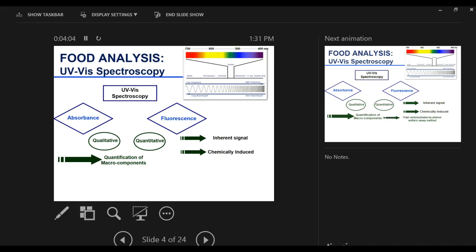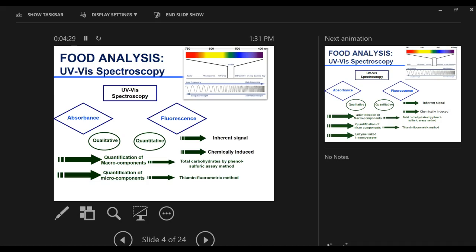It's used to quantitate macrocomponents. We will have a lab on total carbohydrate by the phenol sulfuric acid method. Here the carbohydrates do not absorb light, so we have to react them with another compound that gives you a color so that you can measure absorption. This will be an assay that you'll be doing in the lab. Then there is quantification of microcomponents. For example, we learned about that in the vitamin analysis lecture, where thiamine is a vitamin whose concentration is determined by a fluorometric method, where you measure the fluorescence.